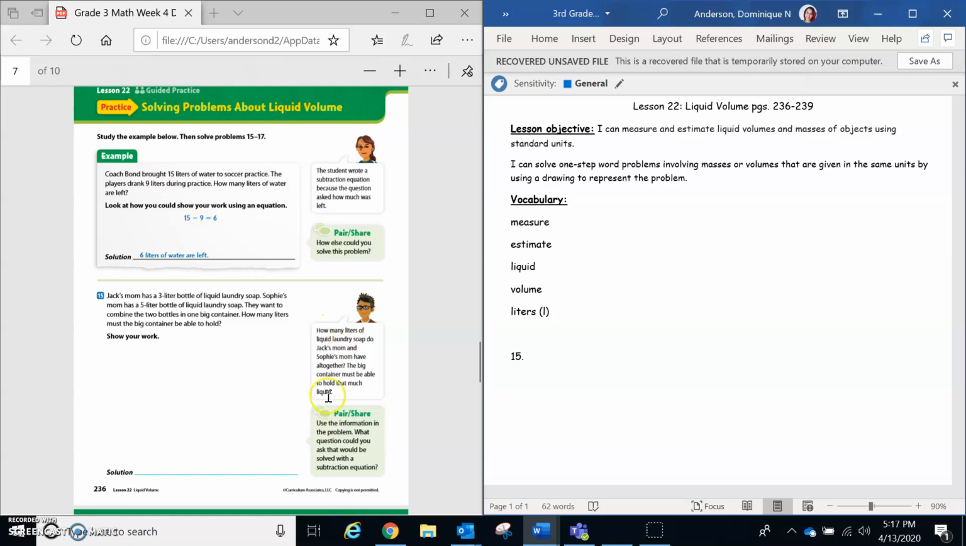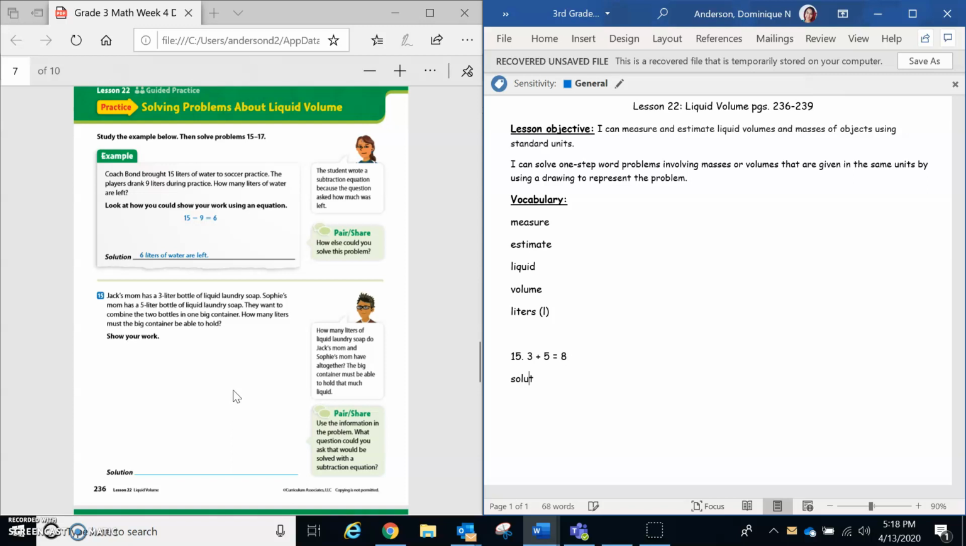So I'm going to look over here because these little guys here, they help us in figuring out our problem. So it says, how many liters of liquid laundry soap do Jack's mom and Sophie's mom have all together? The big container must be able to hold that much liquid. So if we look, Jack's mom has a 3-liter bottle. So she has 3 liters. And Sophie's mom has 5 liters. So if we want to combine, that means we're going to add, so 3 plus 5, and this is where you put your work, and it should be an easy one, is 8.